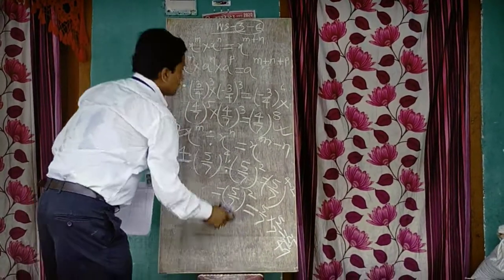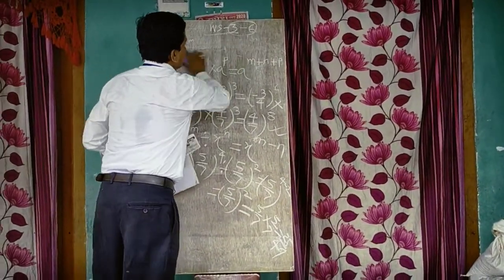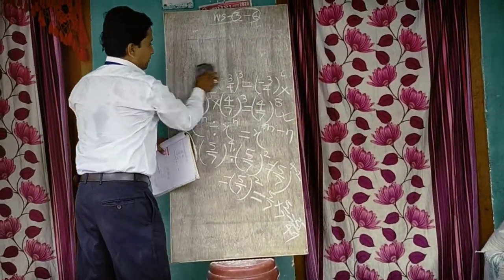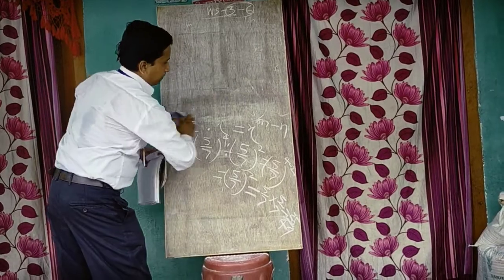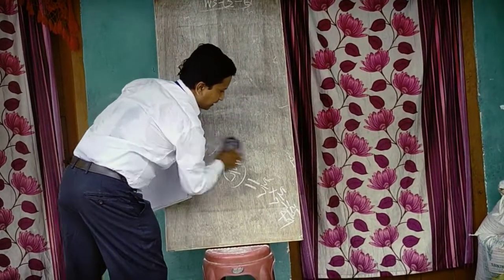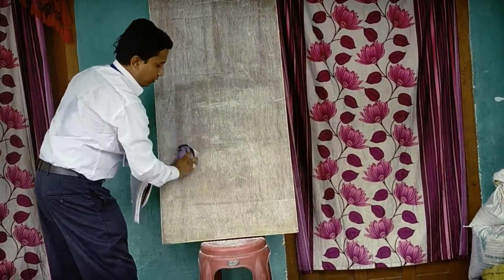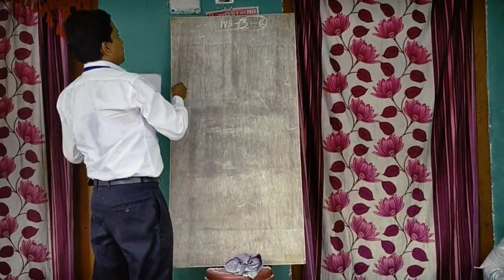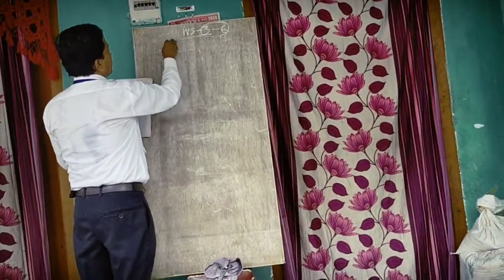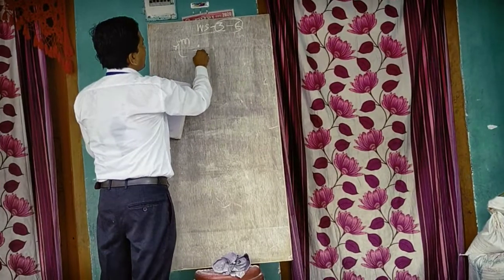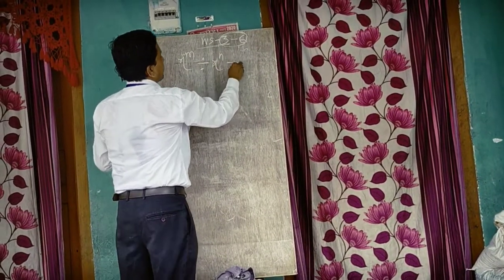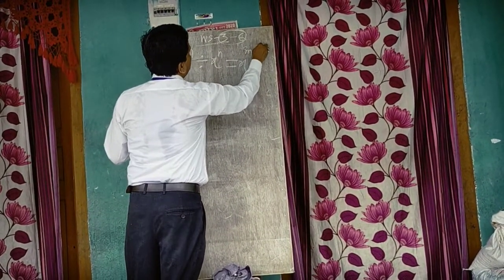Now come to the next topic, worksheet 4. It is based on division. Again, I write the rule: x to the power m divided by x to the power n equals x to the power m minus n.